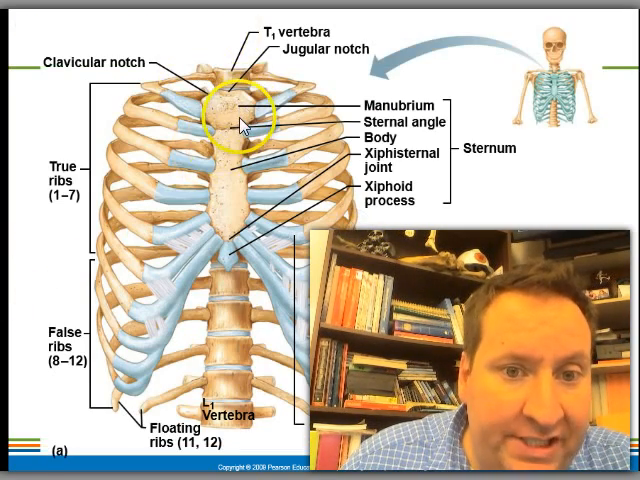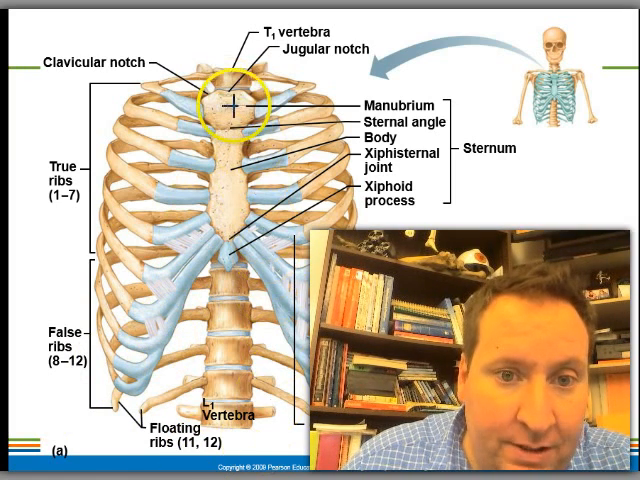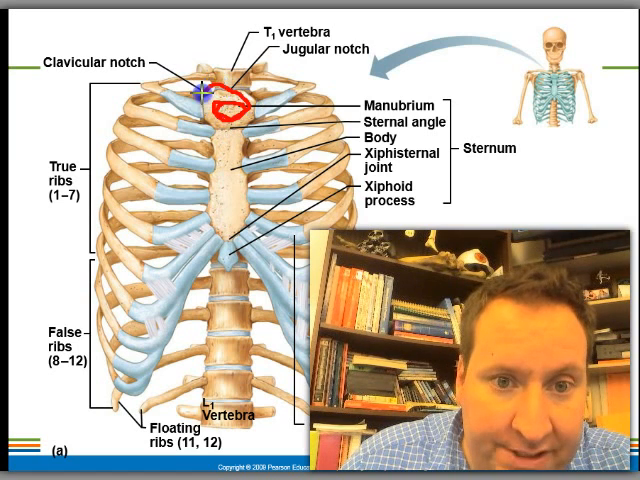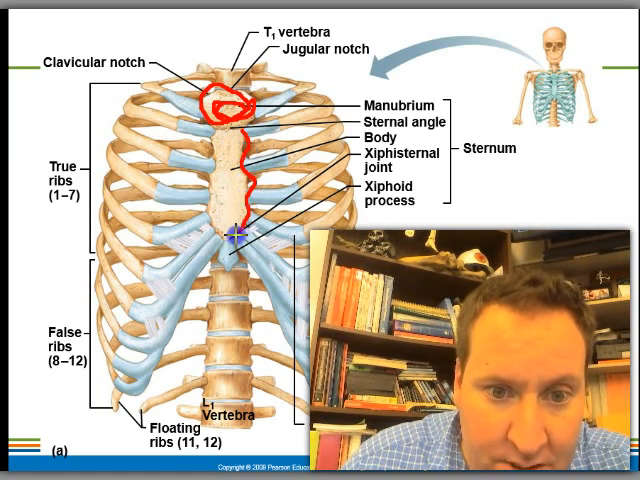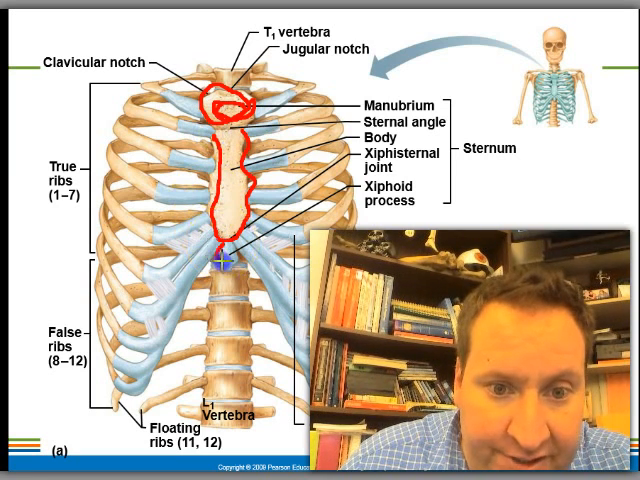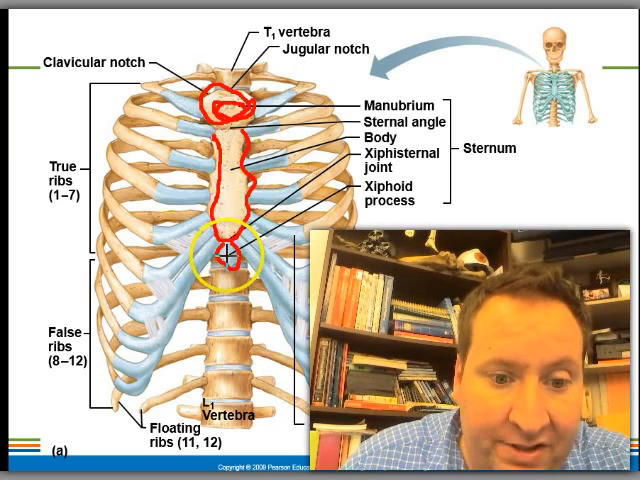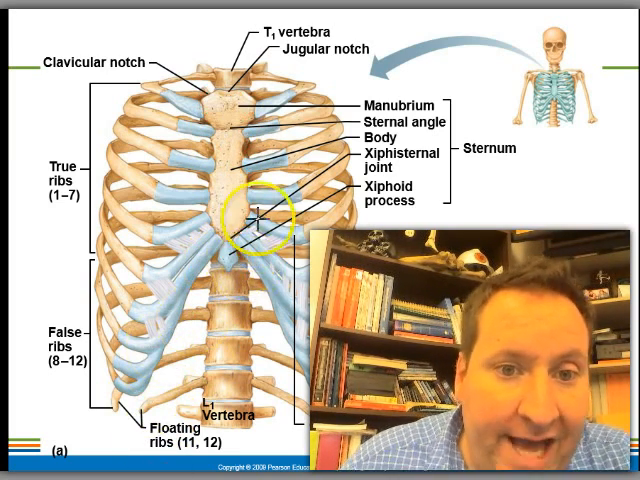So when I take a look at the sternum itself, the sternum is divided into 3 parts. This part right here is called your manubrium. So this is your manubrium that's right here. This is your body. And then this part right here is your xiphoid process. So you have your manubrium, your body, and your xiphoid process. Those are the 3 parts of the sternum that you have to know.